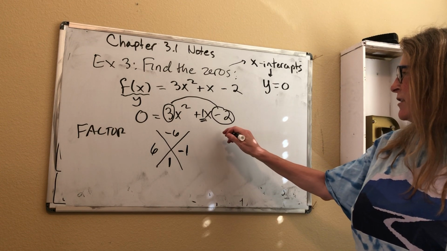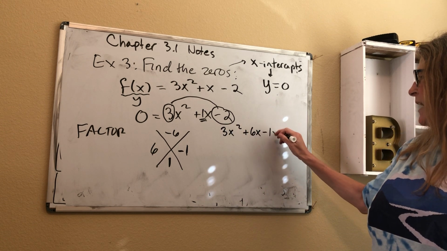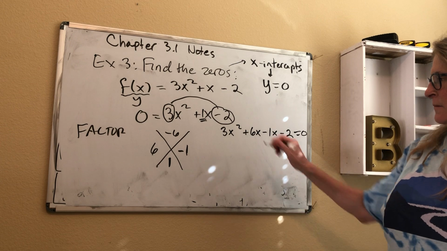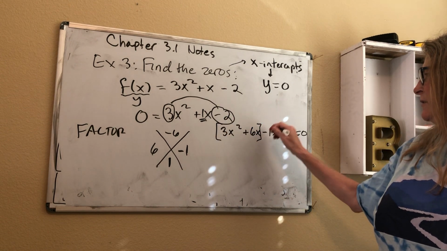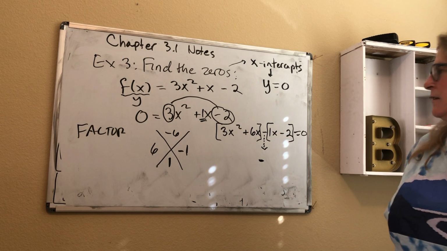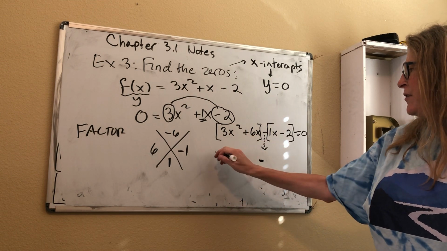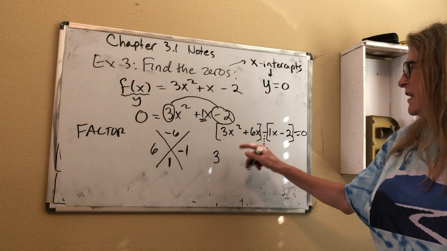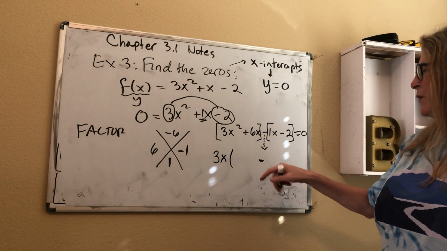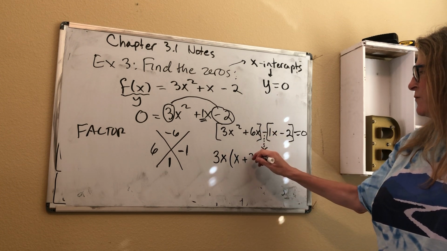Right? So I'm now going to say I've got 3x squared plus 6x minus 1x minus 2 equals 0. Again, we're going to take brackets around the first two, brackets around the second two, and remember there's a minus there. What's our greatest common factor in the first group? Well, they both have a 3, because 3 goes into itself and 6, and they both have an x. So if I factor out 3x from 3x squared, I'm left with just x. And if I factor out 3x from 6x, I'm left with a 2.